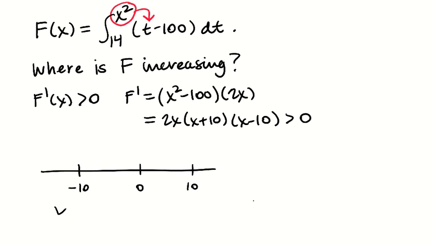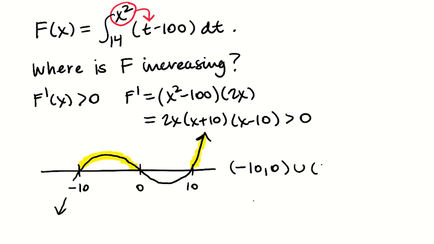It's going to come from below. It's going to kind of do its thing. Since these are all single roots, they're all passing through confidently. And I can see where this is positive pretty easily. I'm going to say that it's positive through here and over here as well. So that's from negative 10 up to 0, also from 10 to infinity.